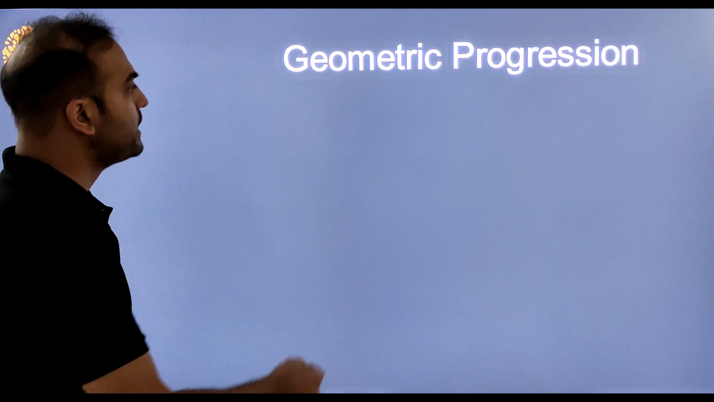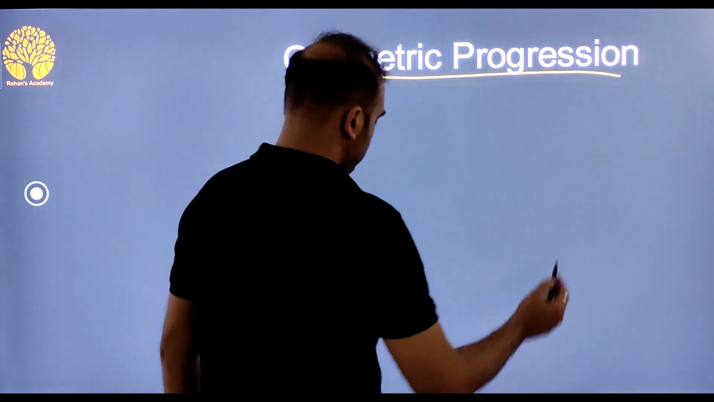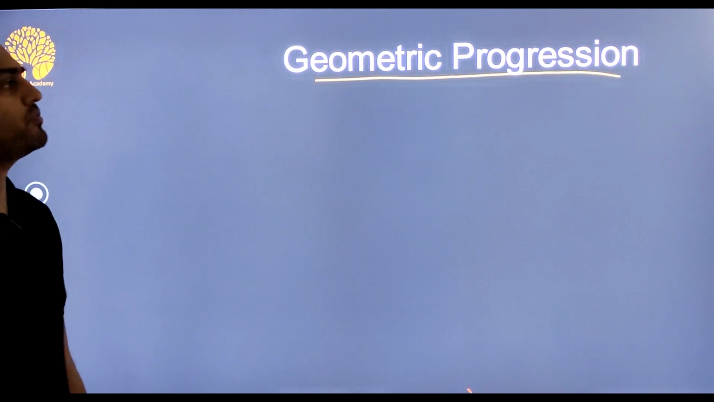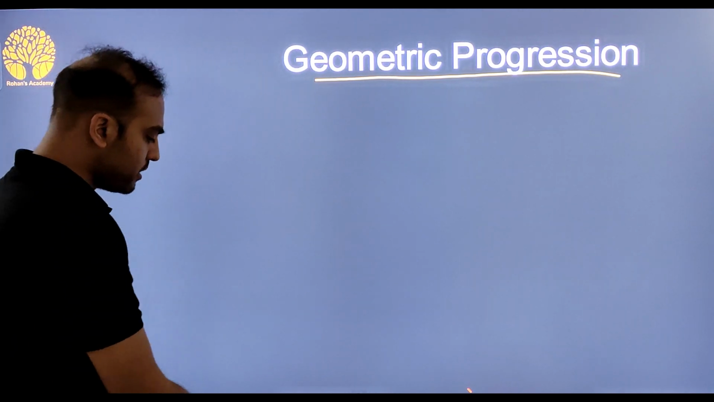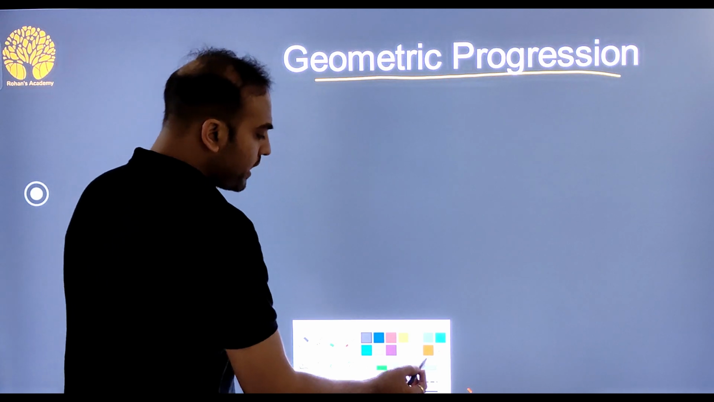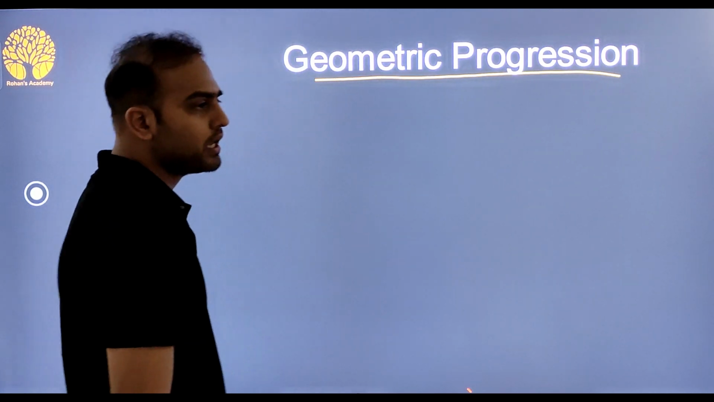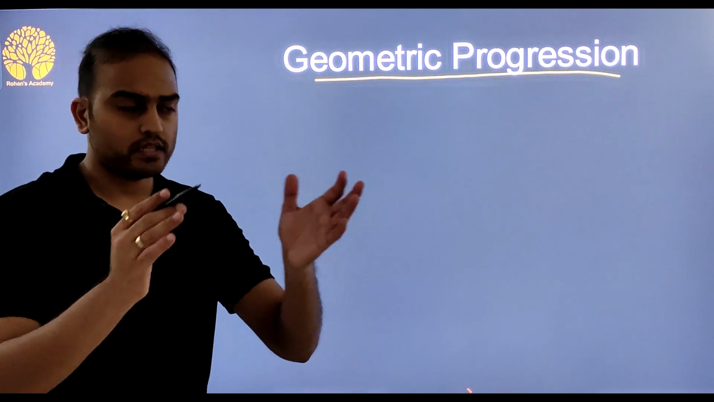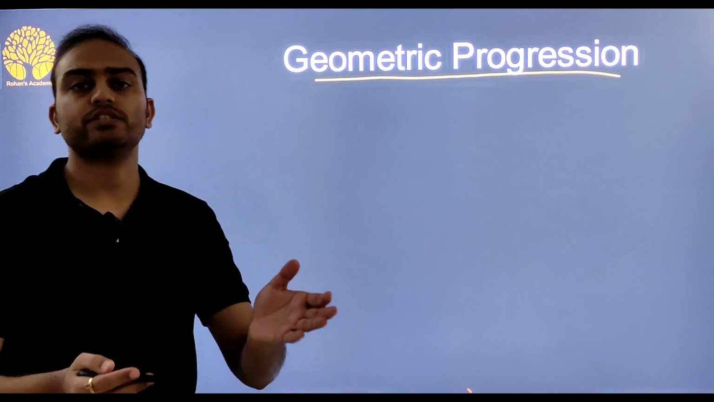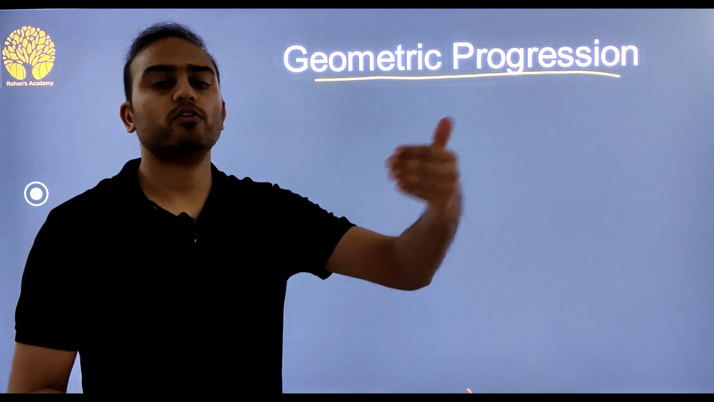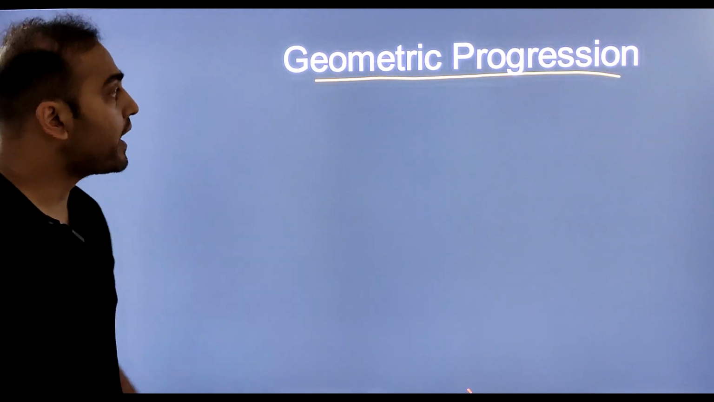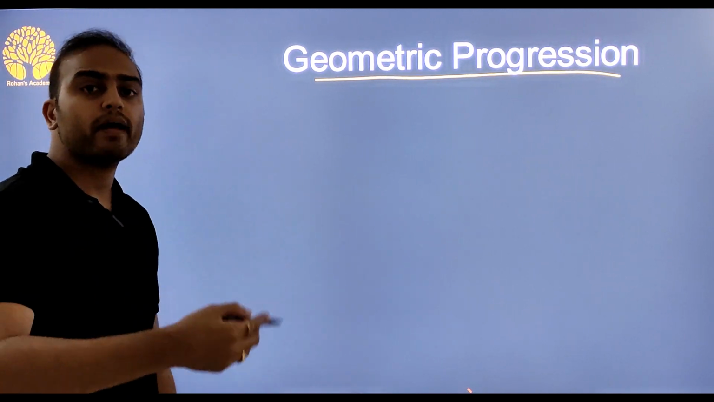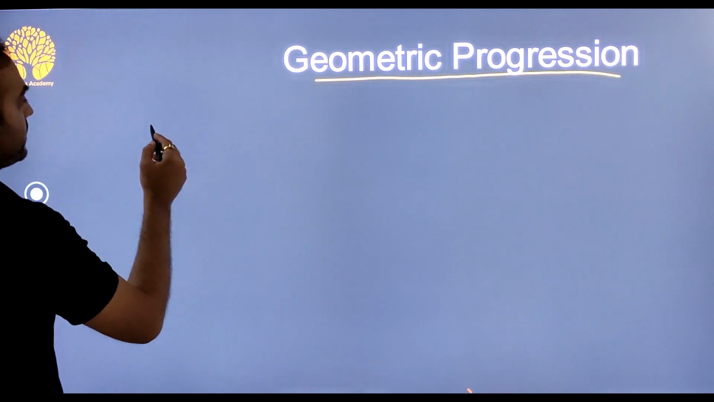Now moving on to the next type of series, that is geometric progression. What happens in a geometric progression? The same number gets multiplied again and again. In the previous one, arithmetic progression, we were adding the same value again and again, whereas in a geometric progression, we keep multiplying by the same value again and again.